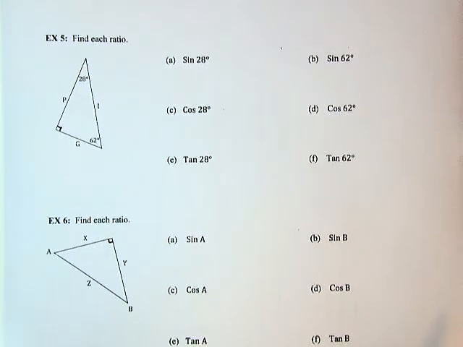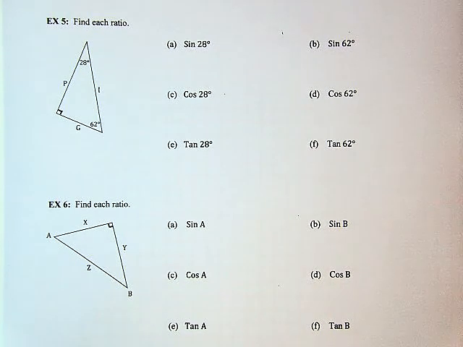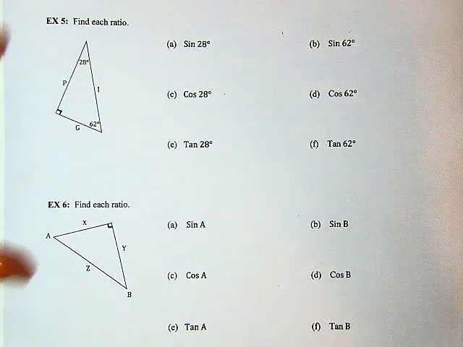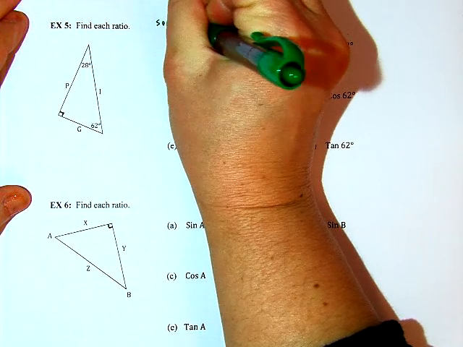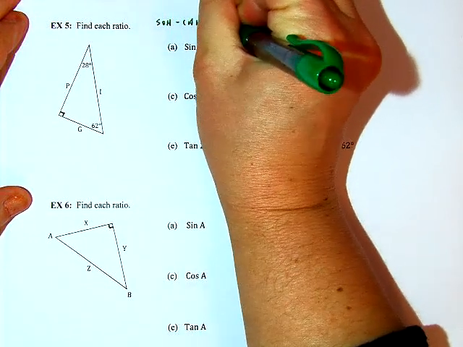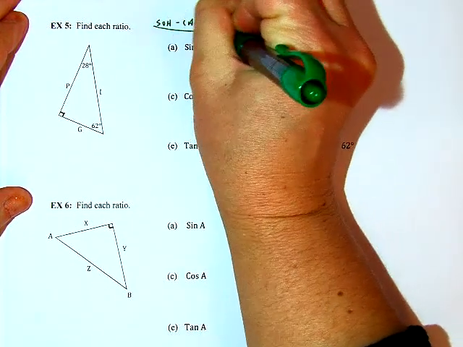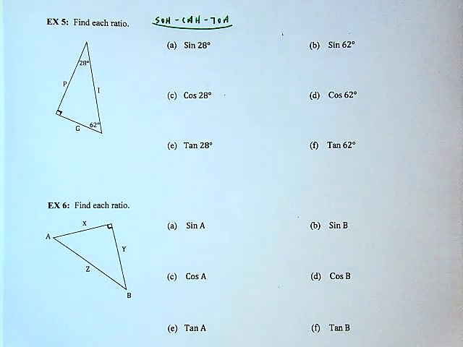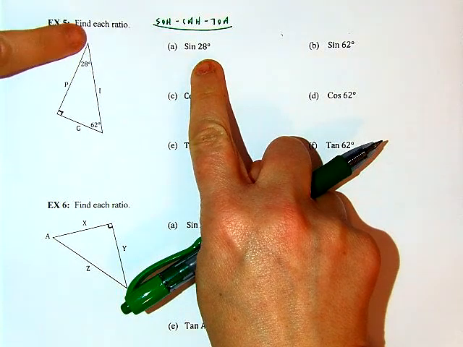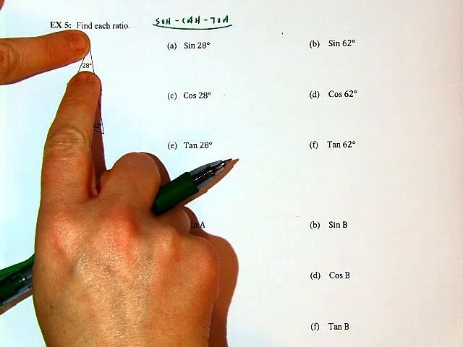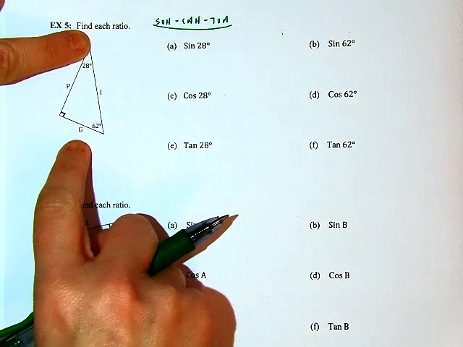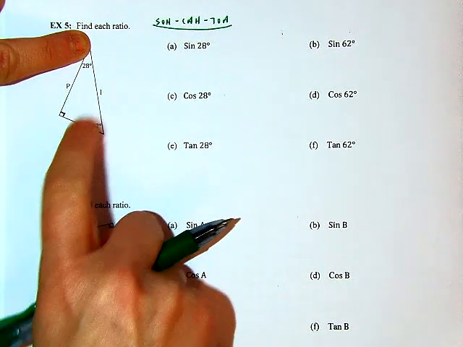All right, next, find each ratio. So here we're saying, okay, we know SOH CAH TOA. Let's write it up at the top. It helps to remind us of our relationships. SOH CAH TOA. So let's start with the two sine ones. So sine 28. From right here where my finger is, I'm looking at what is the opposite side over the hypotenuse. So here's the 28. Here's the opposite over the hypotenuse. So G to I.